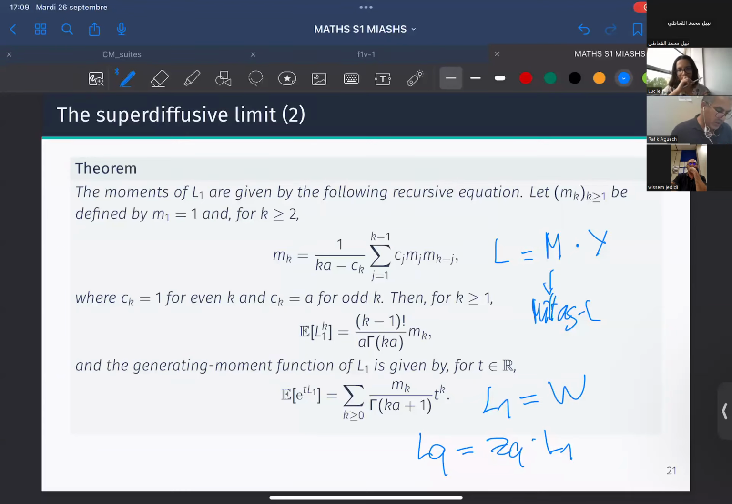So higher dimension of the elephant random walk is with respect to the space and not with respect to the number of elephants. Yes. Okay. Thank you.